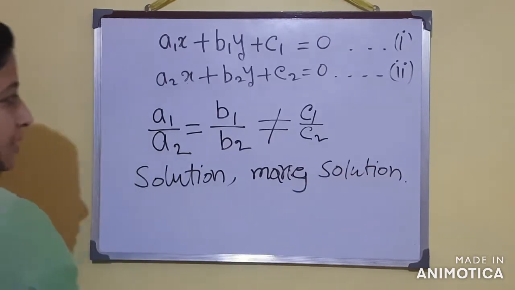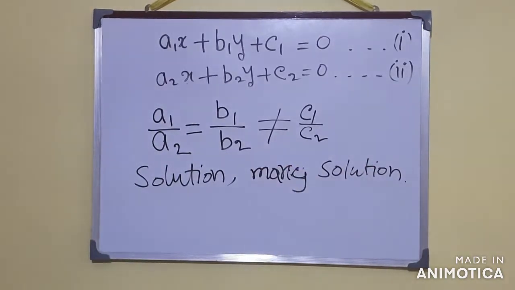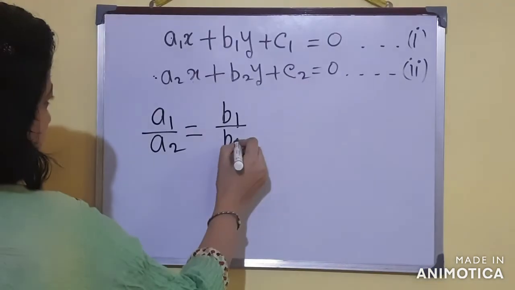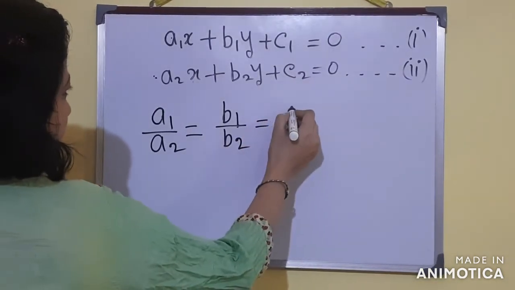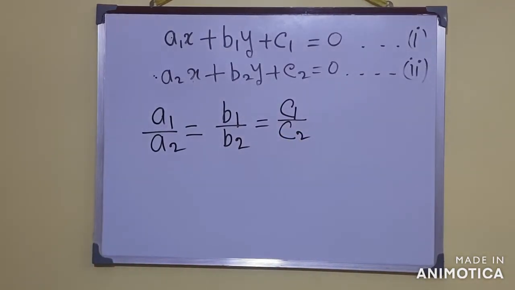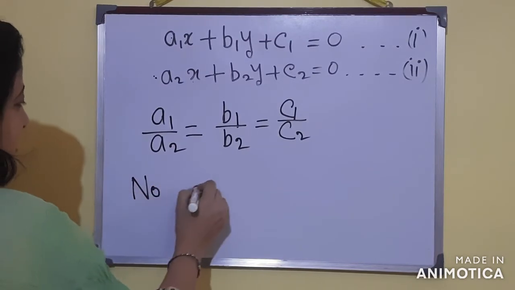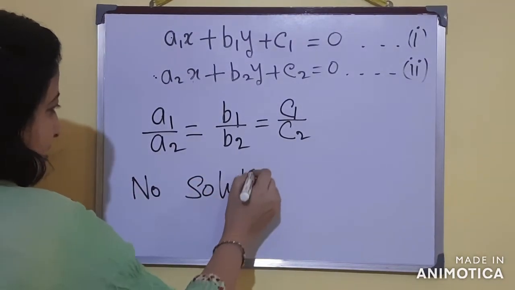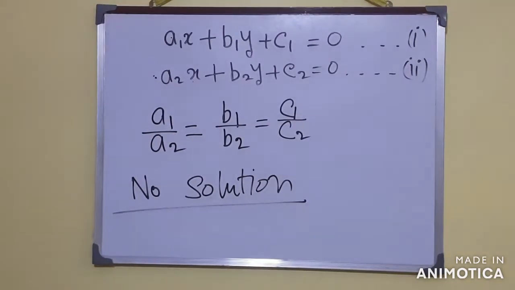And now we will come to the third case. In the third case, we will write that a1 by a2, means the ratio of x coefficient, is equal to the ratio of y coefficient, and the ratio of the two constant terms. All are equal, means a1 by a2 is equal to b1 by b2 is equal to c1 by c2. In this case we will not get any solution. So in this case it has no solution.